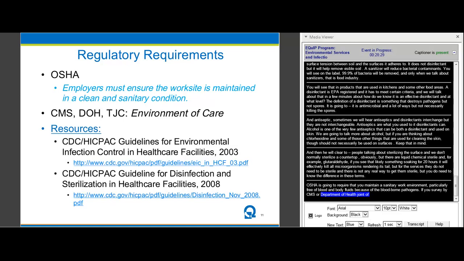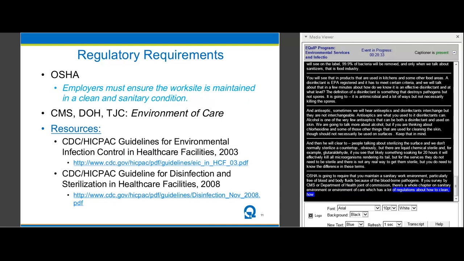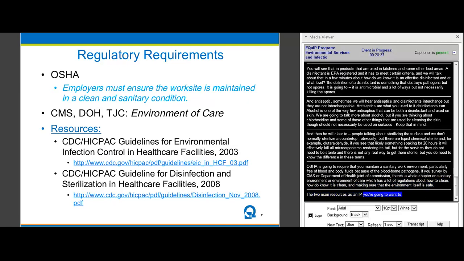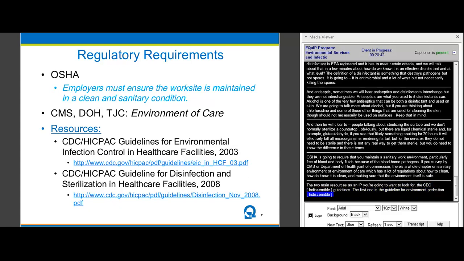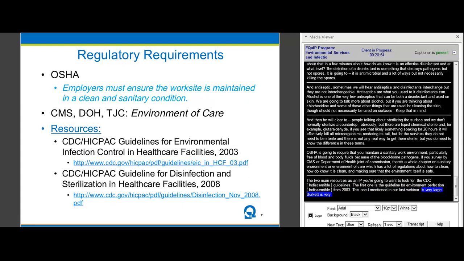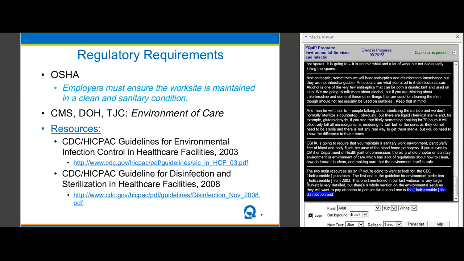The two main resources as an IP you're going to want to look for are these, the CDC HICPAC guidelines. The first one is the Guideline for Environmental Infection Control in Healthcare Facilities from 2003. This is one I mentioned in our last webinar. It's very large, it's very detailed, but there's a whole section on environmental services that you'll want to pay attention to. The second one is the CDC HICPAC Guideline for Disinfection and Sterilization in Healthcare Facilities from 2008 by Rutala. Provided the links for both of these documents here for you to look at.